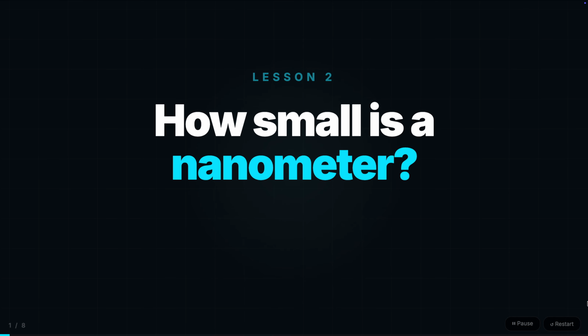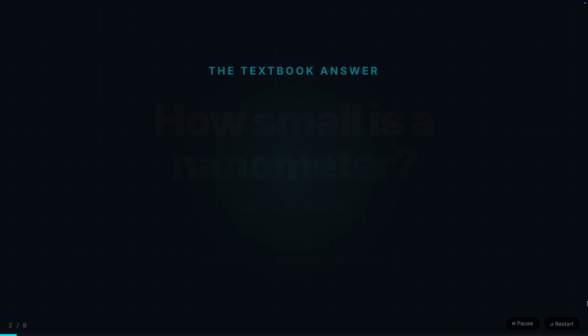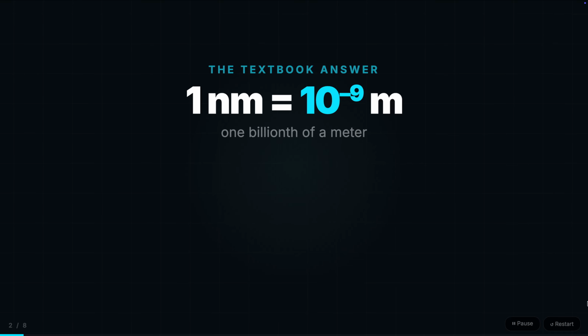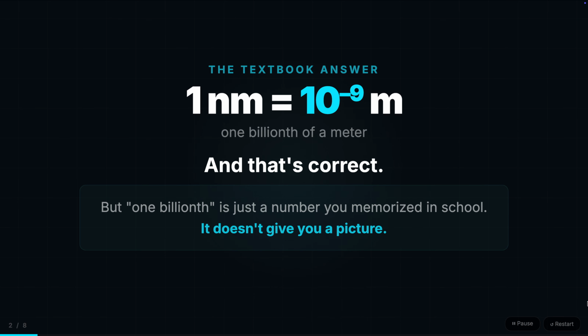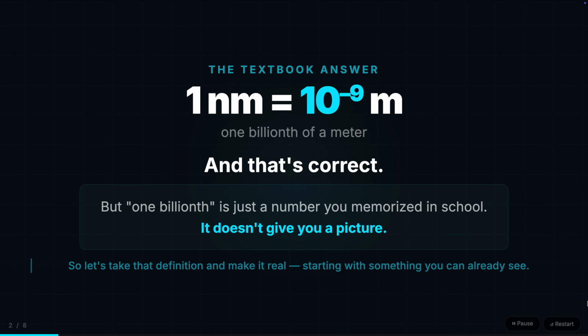How small is a nanometer? Let's find out. The textbook answer is 1 billionth of a meter, and that's correct. But 1 billionth is just a number you memorize in school. It doesn't give you a picture. So let's take that definition and make it real, starting with something you can already see.